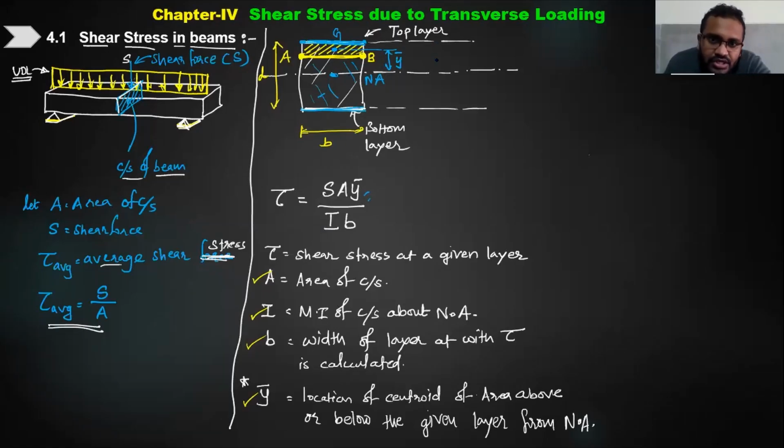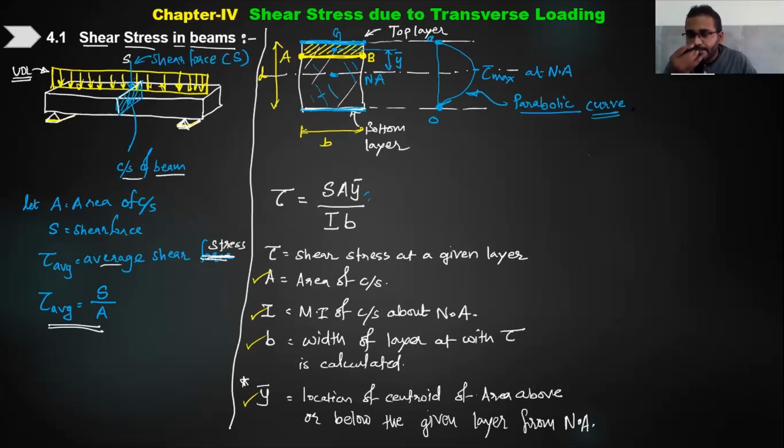So the variation of shear stress will be, sorry, the variation of shear stress will be like this. It will be a parabolic variation. Okay, where it will have zero values at the top and bottom layer, and it will have maximum shear stress value at neutral axis, and this variation is parabolic. Okay, are you understanding it?